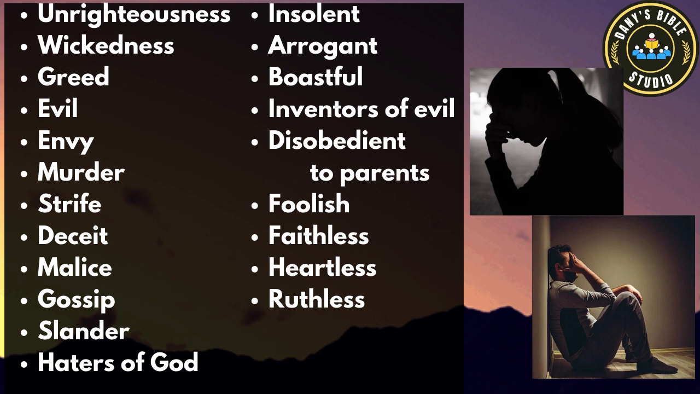Fifth, envy. This refers to a feeling of jealousy or resentment towards others. One example can be seen in the story of Cain and Abel in Genesis 4:3 to 5, where Cain becomes envious of his brother's offering to God. Sixth, murder. This refers to the taking of another person's life. One example can be seen in the story of Cain and Abel, where Cain kills his brother Abel out of jealousy and anger. Seventh, strife.